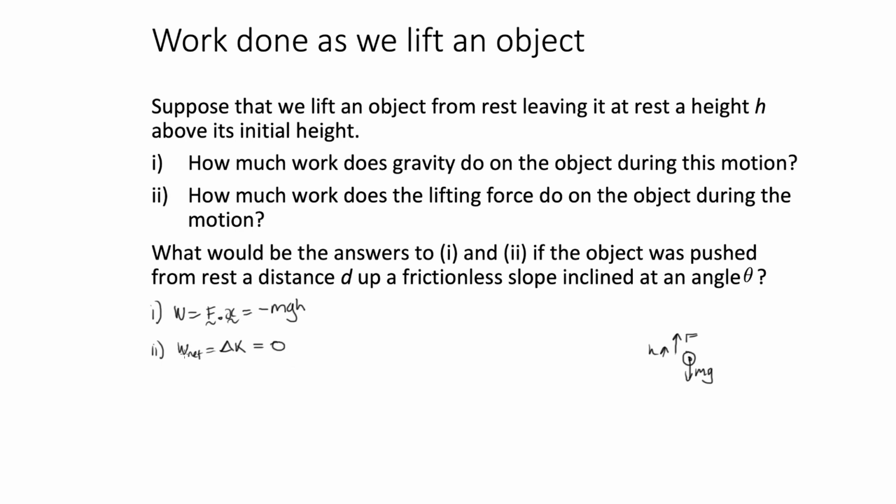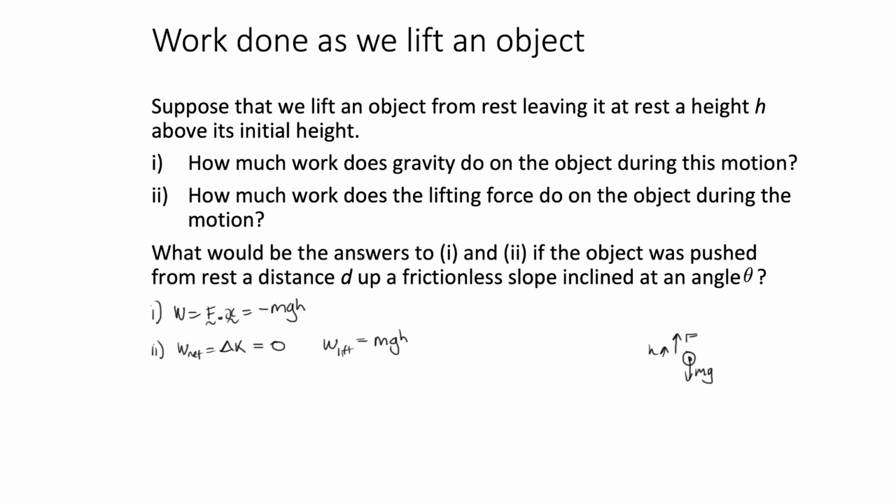So the net work done on it comes from the gravitational force and this force here. So the net work's 0, and so that tells us that the work done by the lifting force must cancel out this negative work done by the gravitational force, so it must be mgh. So this is the amount of energy we give it by lifting it up.